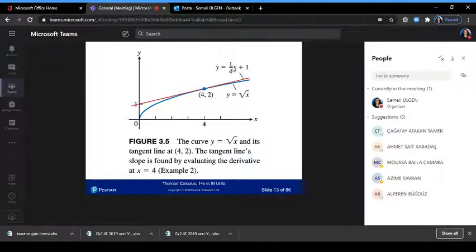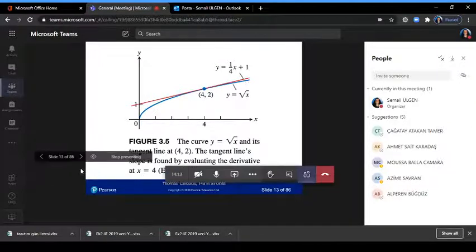If you evaluate f prime at 4 by using the limit definition, you get 1 over 4, and then you're going to just use the point and the slope. You get the tangent line equation for that. At the end of this lecture, actually, I can do that square root of x example as well.